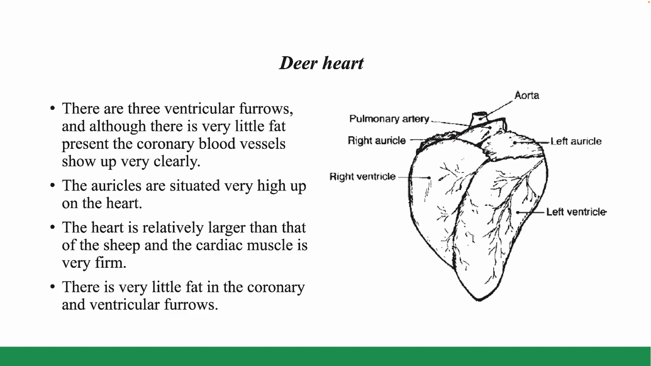And the heart is relatively larger than that of a sheep, and the cardiac muscles, as I said, are very firm. And there is very little fat in the coronary and the ventricular furrows. You can imagine that's why this animal is a fast runner. So those are just a few of the distinctive features that you can use to identify hearts among those species.